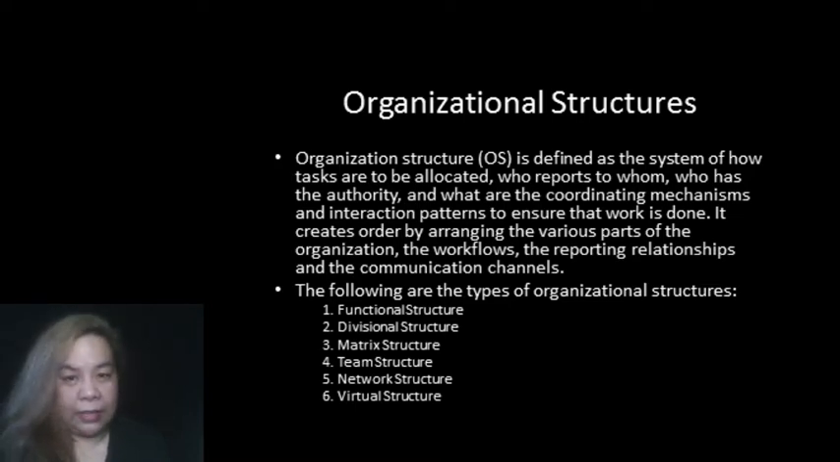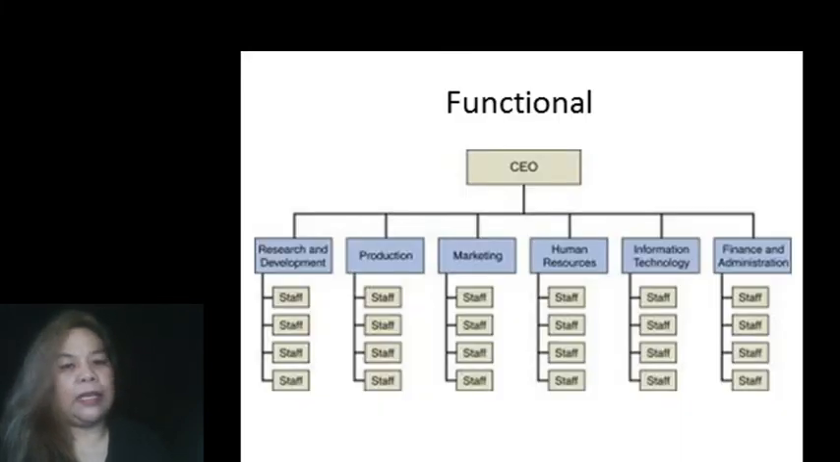We have different types of organizational structures. In the next few slides, we will see the different frameworks that show how each component of the company relates to each other. The first organizational structure that we have is our functional structure. You may refer to your module with regards to description or characteristics, as well as advantages and disadvantages.